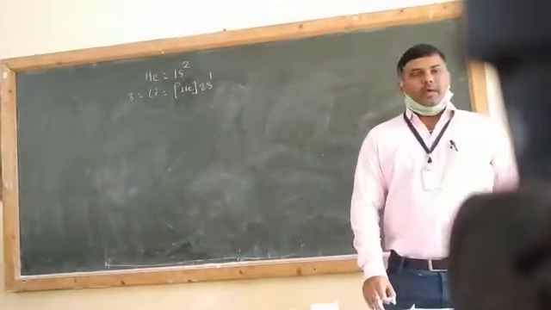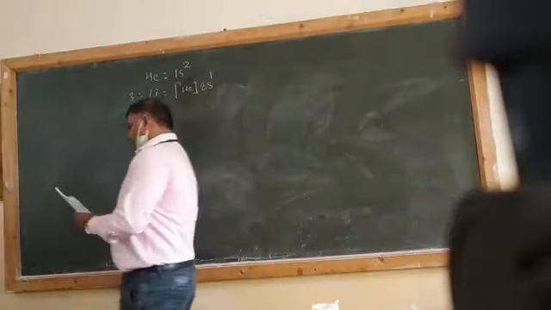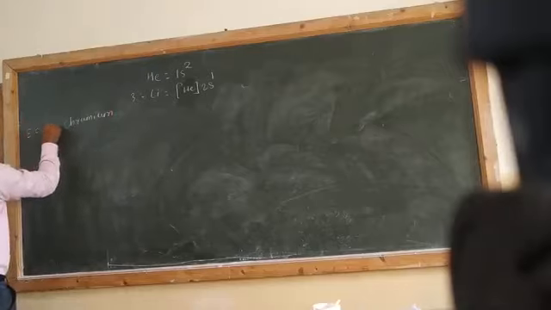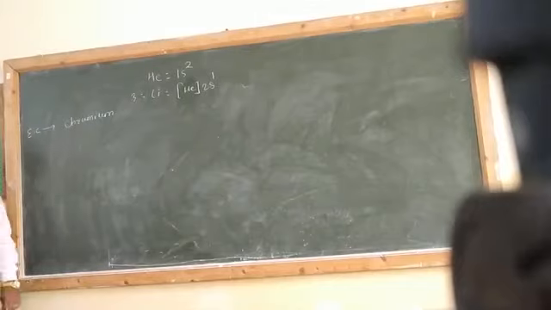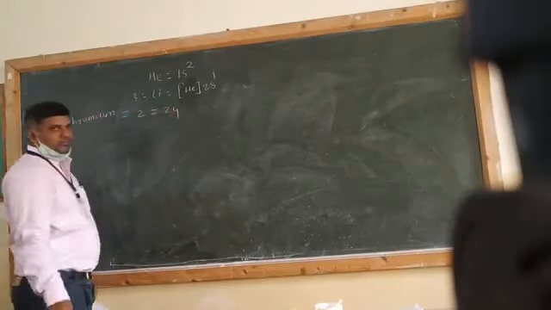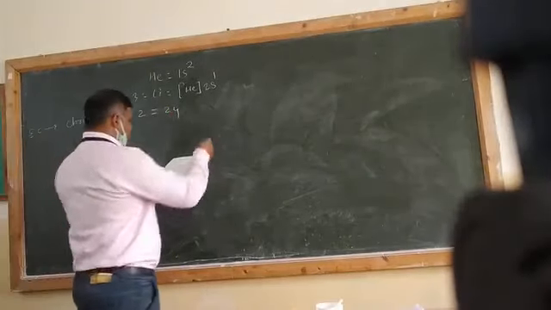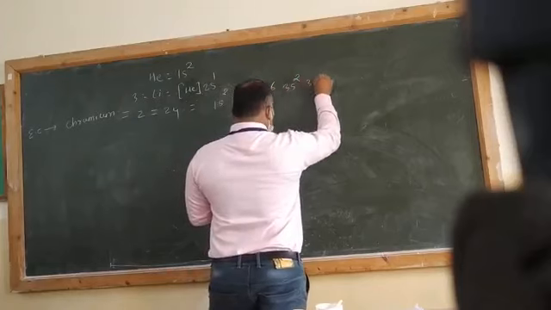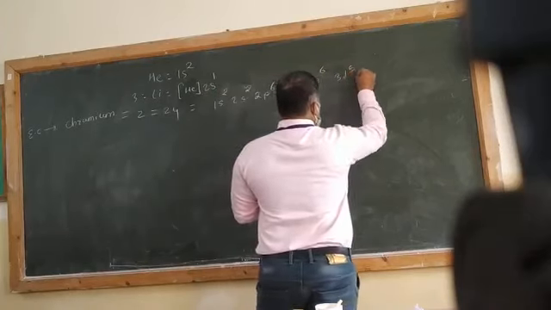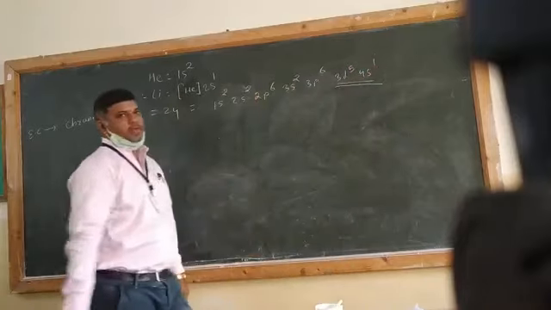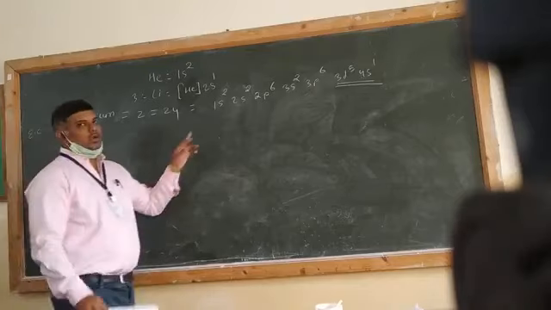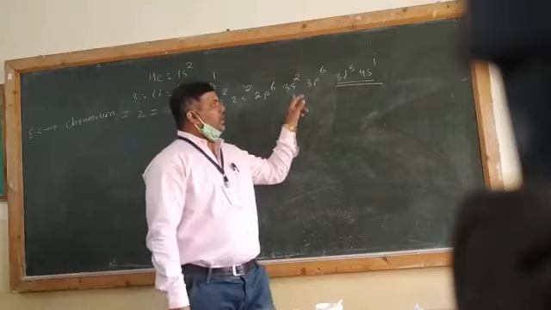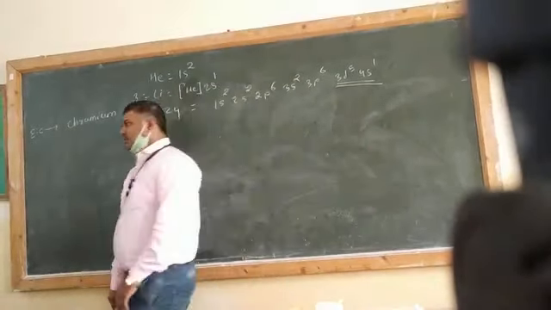the electronic configuration of chromium and copper, right? Electronic configuration of chromium and copper. So write down the electronic configuration of chromium. What is the atomic number of chromium? Atomic number is 24, right? Then electronic configuration 1s2, 2s2, 2p6, 3s2, 3p6, then 3d5 and 4s1, right? 3d5 and 4s1. So count the total number of electrons: 2 plus 2, 4, plus 6, 10; 10 plus 6, 16; 16 plus 2, 18; 18 and 6, 24, right? So this is the configuration of chromium.